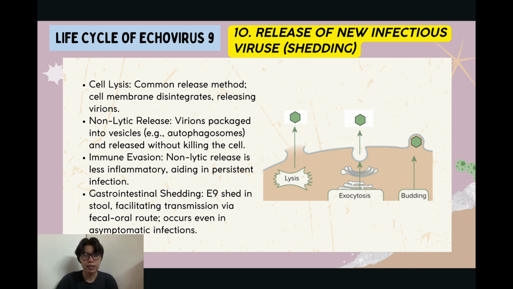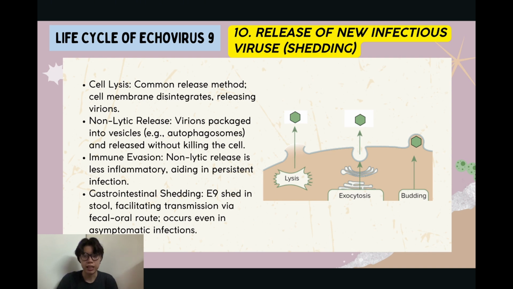However, recent studies have identified alternatives like non-lytic release mechanisms. One such method involves the packaging of virions into vesicles, such as autophagosomes, within the host cell's cytoplasm. These vesicles eventually fuse with the plasma membrane, releasing the virions without immediately killing the host cell. This non-lytic release is less inflammatory, allowing the virus to evade immune detection and potentially establish persistent infections.